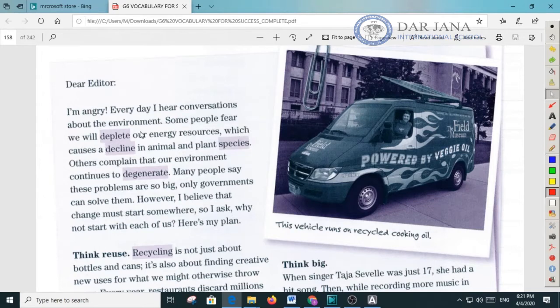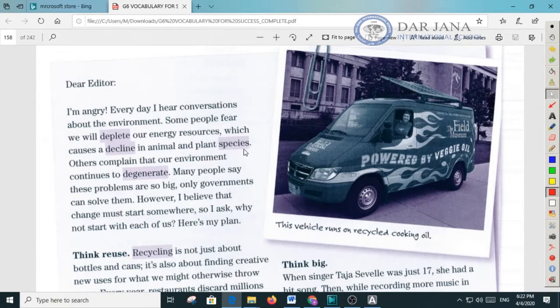so we can say, which causes a decline in animal and plant species. Okay, which causes a decline. So resources are either increased or decreased. There's a fear of depletion, so it's depleted, so there's no longer an existence of this material, which causes a decline. So if something is in non-existence, it has decreased. So we can say decline, being taken away, decreased in animal and plant species. So we can say decline, decreasing or something.